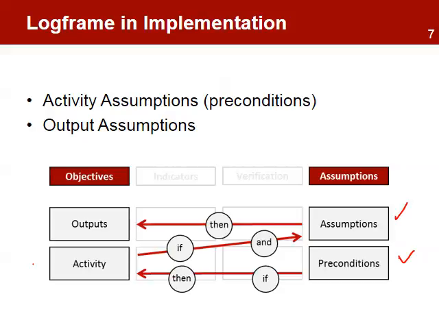Activity assumptions are the preconditions that are needed before the project begins. For example, availability of resources and stable market conditions. If these are still valid, then the project can perform the activities. Output assumptions are the conditions expected for the activities to be completed. For example, families participate in the water and sanitation workshops. If these assumptions are valid, then the project can deliver the planned outputs.